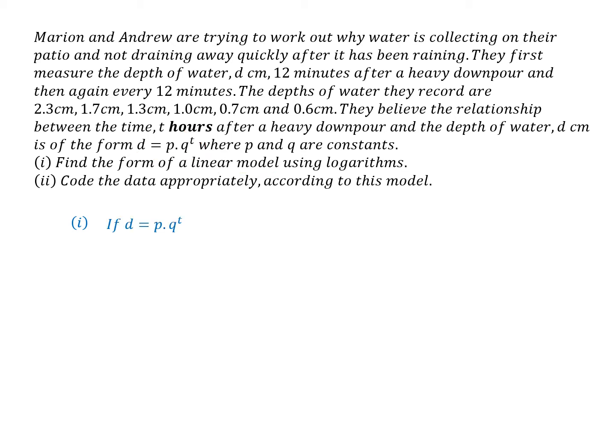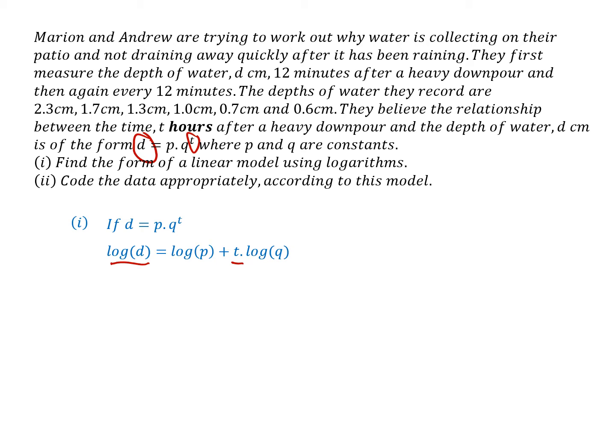So if we take d equals p times q to the t and take logarithms of both sides, using our log laws, we get log d is log p plus t times log q. Now the variables in the original model are t and d, and now in this linear model, the variables are t and log d. We'll come back to that later.